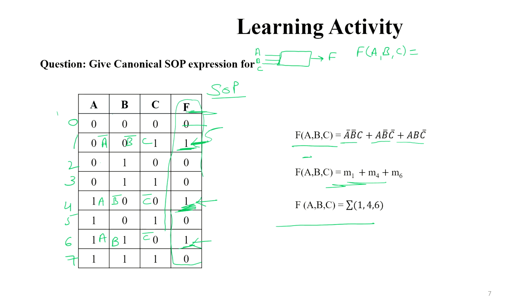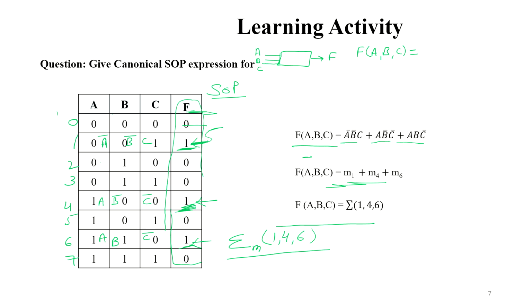You can also write it like this. This is the way of writing minterms. You will write summation, with small m, 1, 4, 6. So at these positions you have ones.